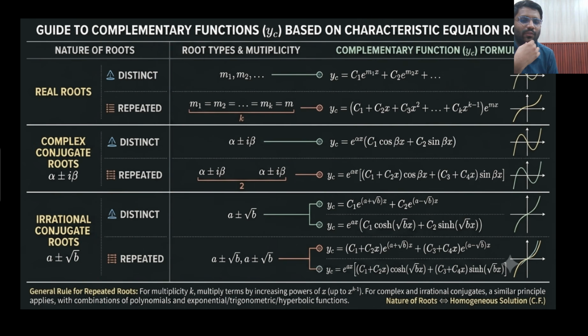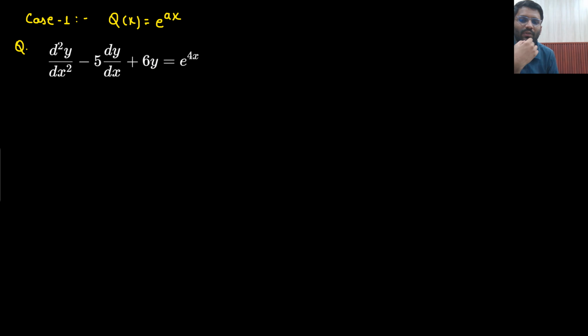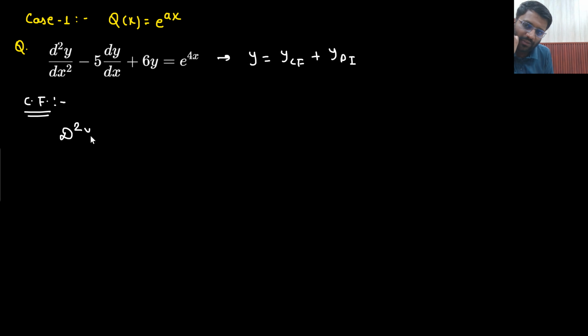So from now onwards, whatever equation we are going to solve, we will find two answers. One answer would be CF and the other answer would be PI, complementary function and particular integral. And how will you find CF? Sir, the calculation of CF will be very straightforward. d square y minus 5 dy plus 6y equals 0 you will put. Whenever you are finding the complementary function, you will put q of x equal to 0. This term will be gone.